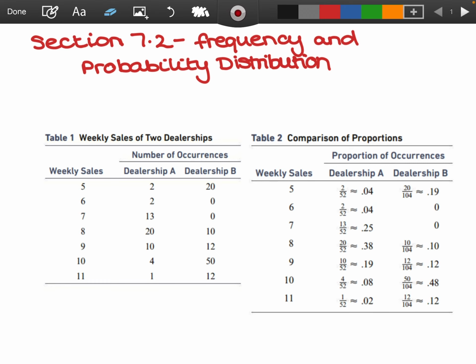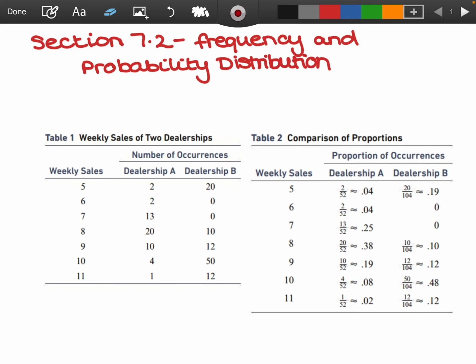That's where relative frequency comes in. We're going to look at, relative to the whole, how many sales did they have? What percentage of the time did they have a certain number of sales? That's what we're going to be looking at here. So with relative frequency, it's the frequency of something happening in comparison to the total.